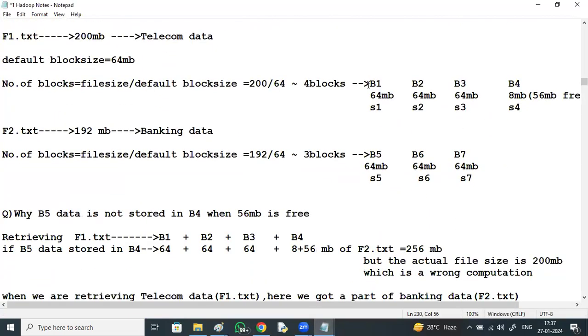If any big file is divided into small blocks B1, B2, B3, B4, all the blocks will have equal value except the last one. For example, 200 MB means 64, 64, 64, and the last block has only 8 MB. All the blocks will have equal size except the last block.